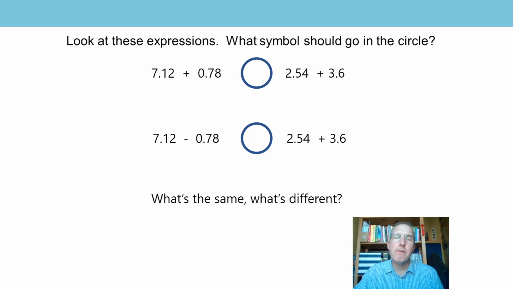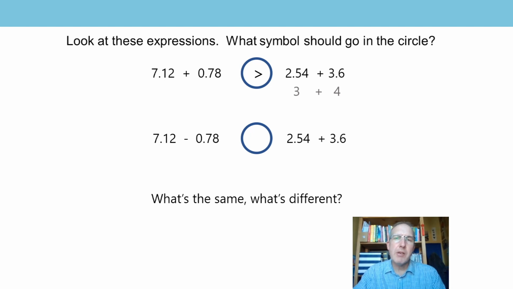So 2.54 rounds to 3. 3.6 rounds to 4. So the sum of the addends on the right is not going to be any more than 7 because we've rounded up both of those numbers. If we look on the left-hand side, we've already got 7.12 and we're adding on to that. We're already going to be bigger than 7. So that tells us the expression on the left must be bigger than the expression on the right. 7.12 add 0.78 is greater than 2.54 add 3.6.